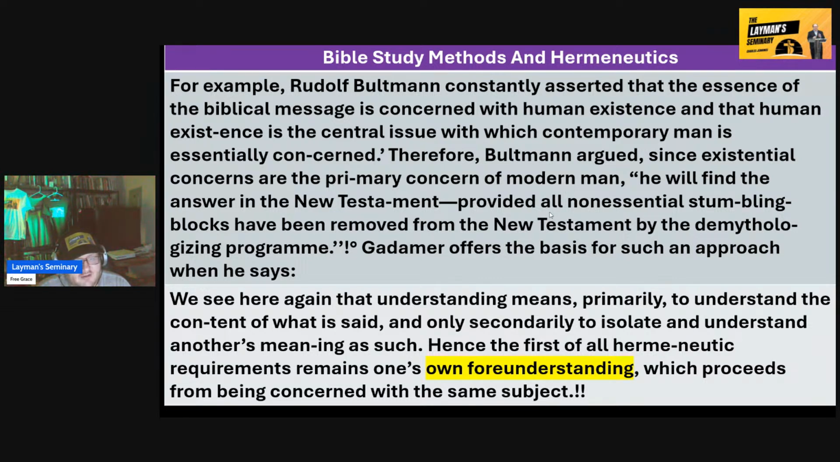Gadamer offers the basis for such an approach when he says, "We see here again that understanding means primarily to understand the content of what is said, and only secondarily to isolate and understand another's meaning as such. Hence, the first of all hermeneutic requirements remains one's own foreunderstanding or pre-understanding, which proceeds from being concerned with the same subject."